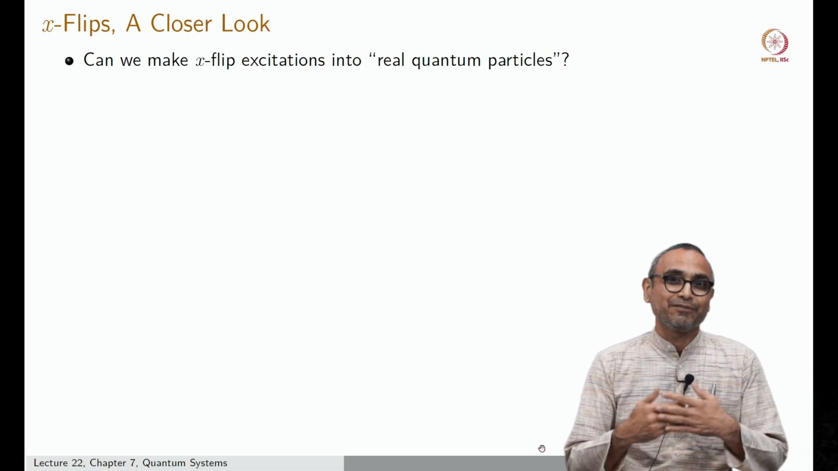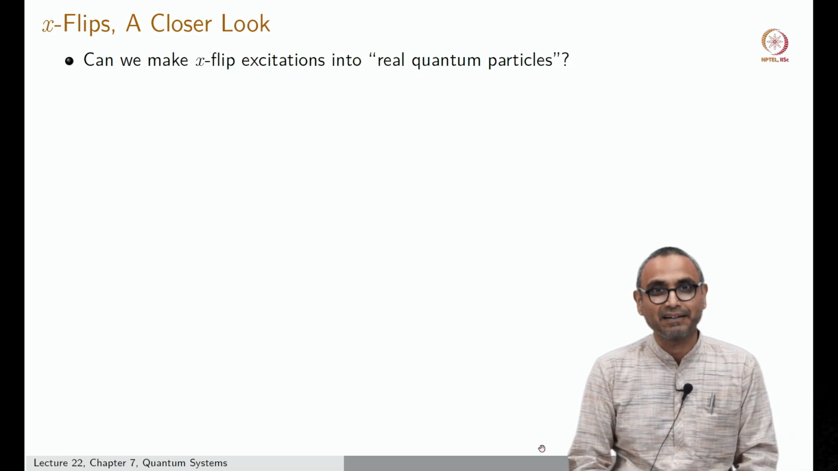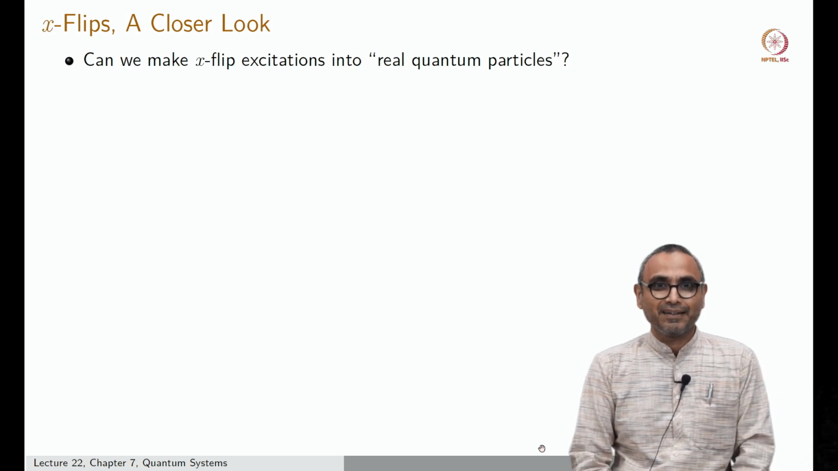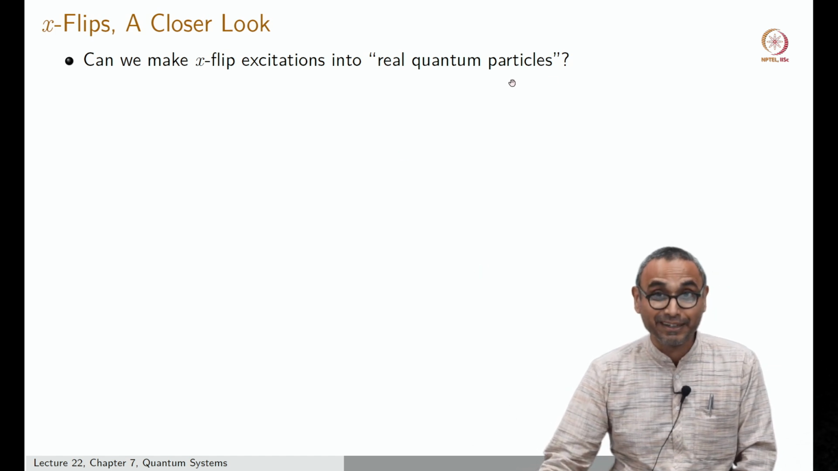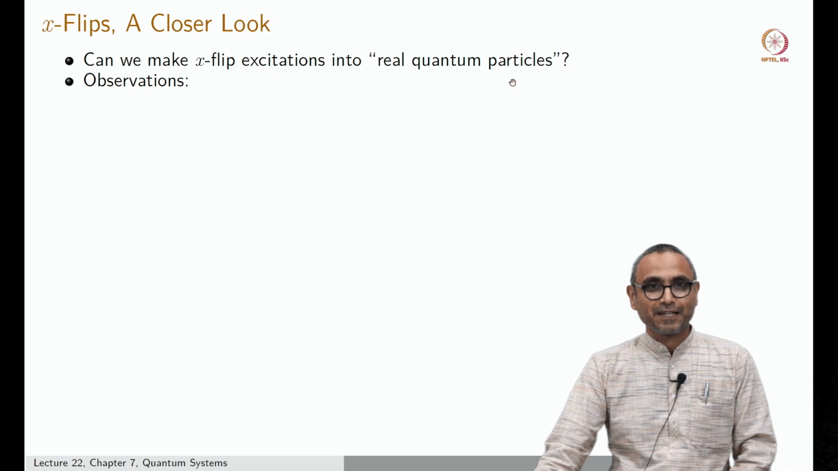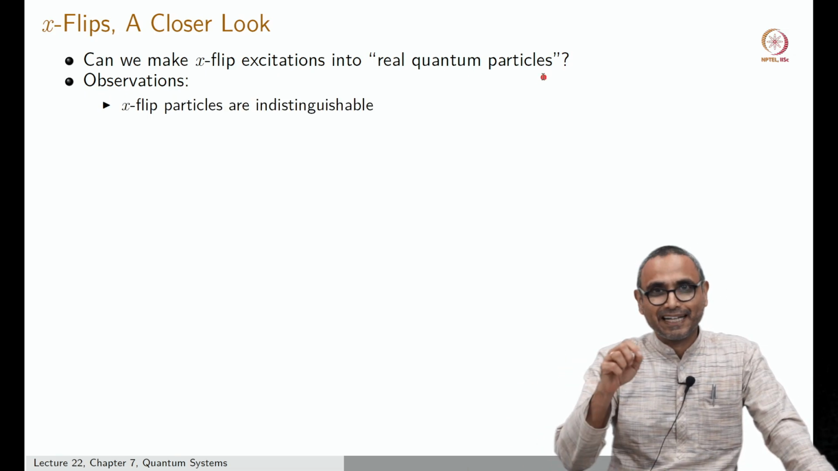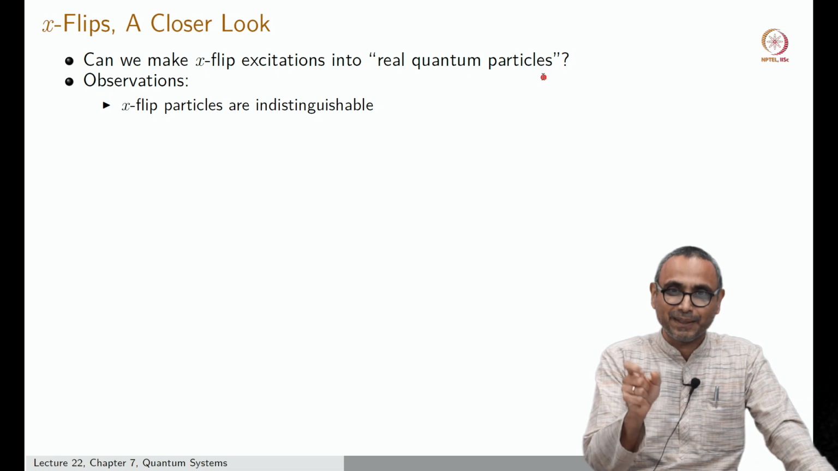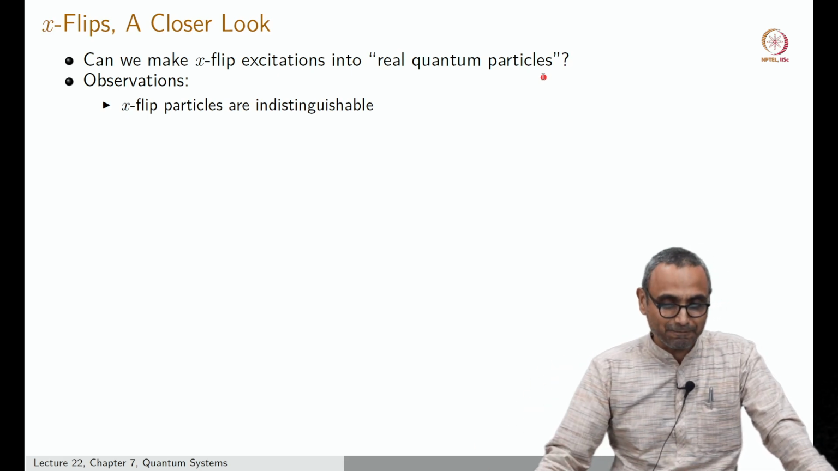Now that we see that we can extract some physical picture of different states using these x flips as particles, can we move forward and try to make them legitimate quantum particle-like excitations? Can we make them real quantum particles? Let us see what we have seen so far. We certainly know that the x flips at different sites are indistinguishable. If I have 2 x flips, one made at site i and one at site j, I cannot tell which one is which, and so on. So, they are indistinguishable.